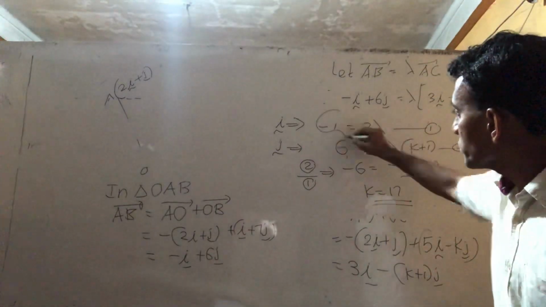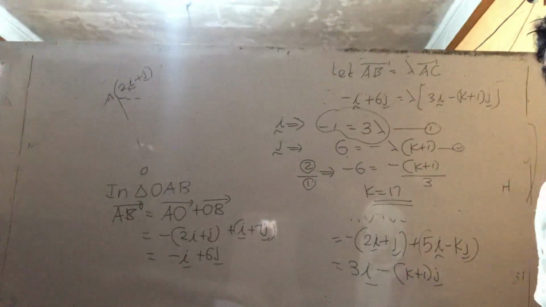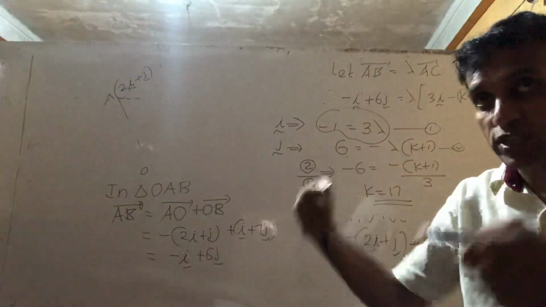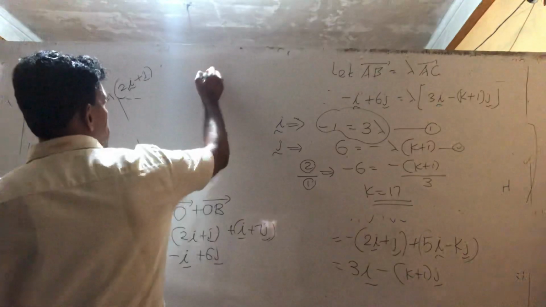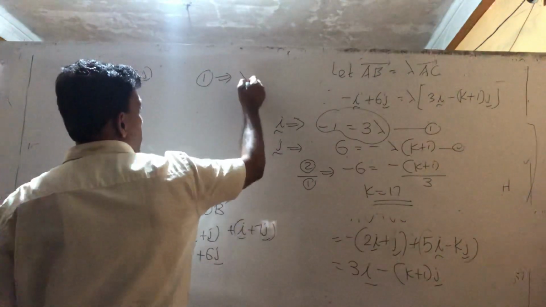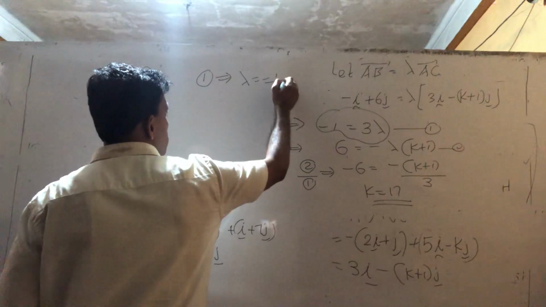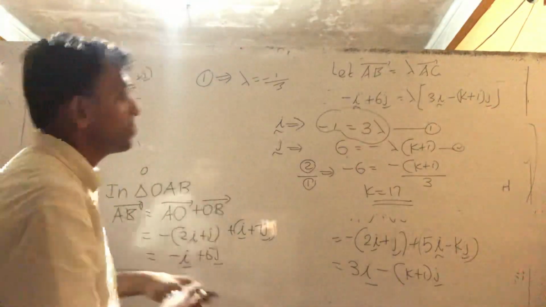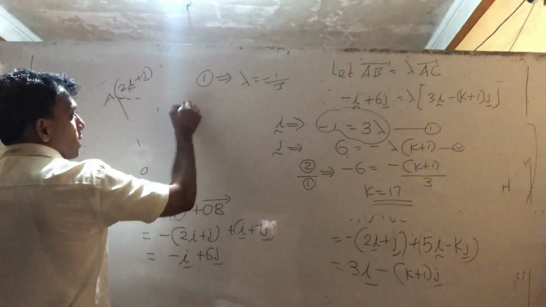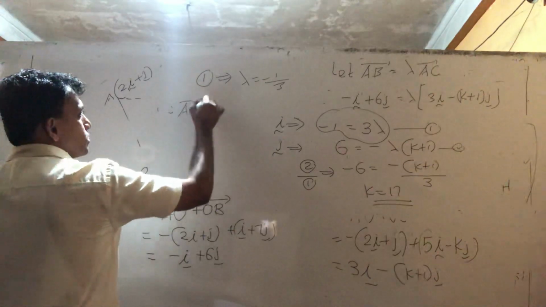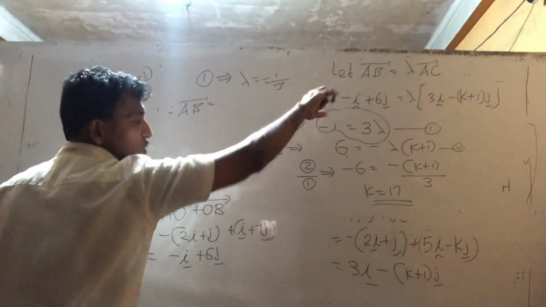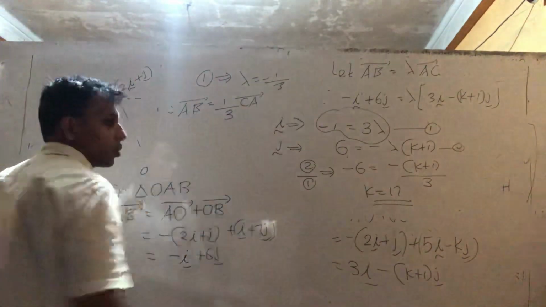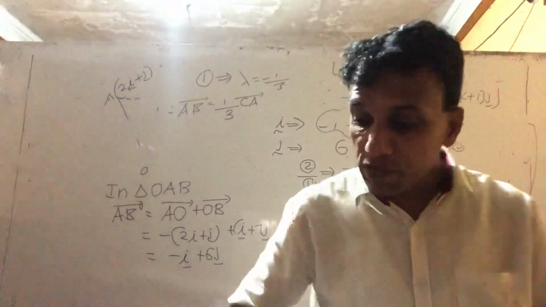Here lambda is -1/3, or sometimes you have positive 1/3. No matter, only the direction changes. And in my first equation, lambda equals -1/3. Then go to the answer. Let AB equal lambda AC. Therefore, AB equals, I change the minus by changing the direction, 1/3 of CA. Okay, let AB equal 1/3 of CA.